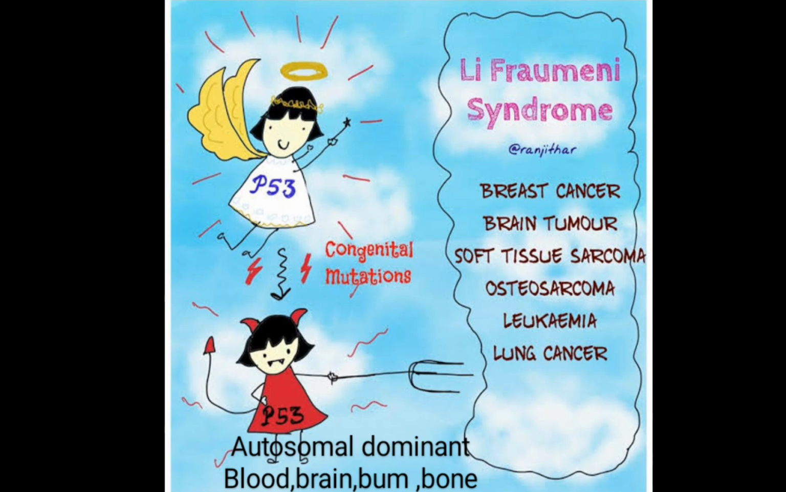So how will we remember? The mnemonic is blood, brain, bum, and bone. The mnemonic is B's. Okay, from the blood, leukemia; from the brain, brain tumor; bum means soft tissue sarcoma; bone means osteosarcoma; and the other one which is left is lung cancer. So in Li-Fraumeni, L for lung, and the four B's.